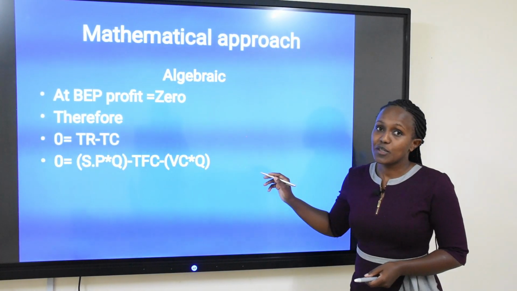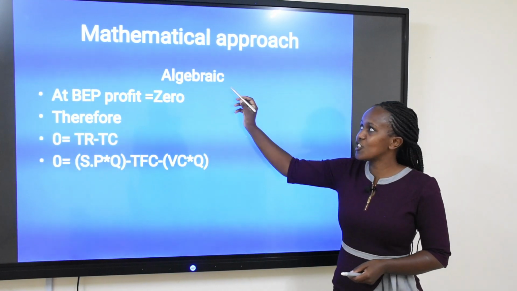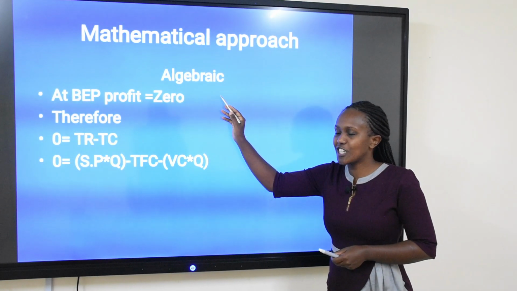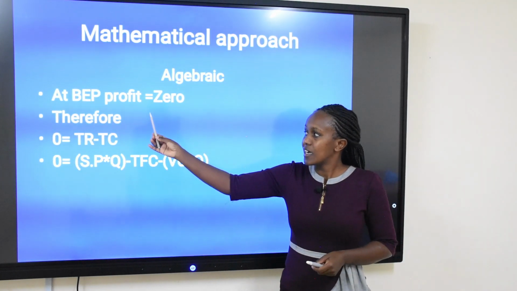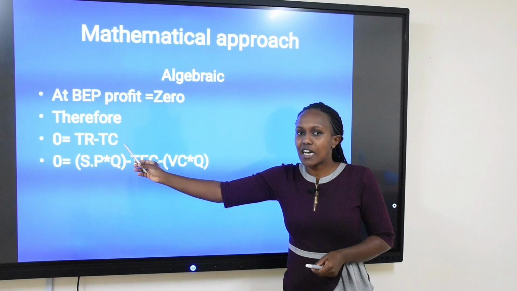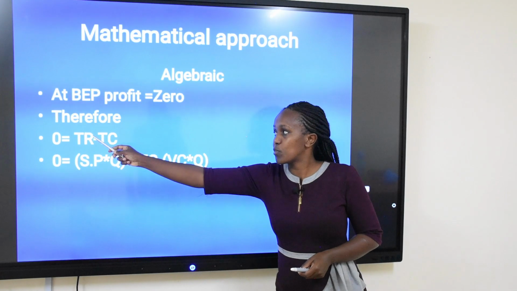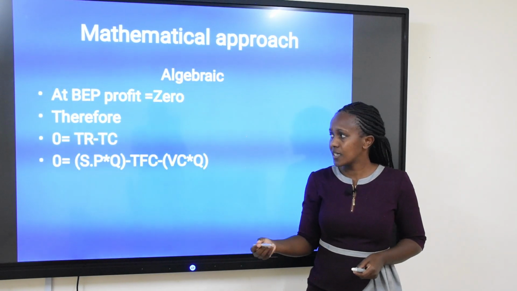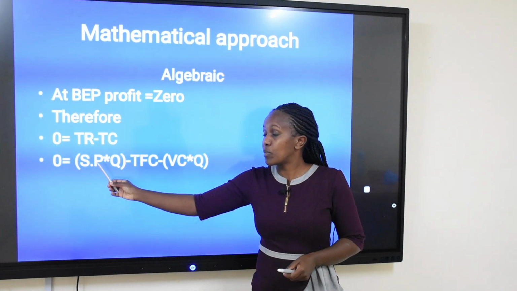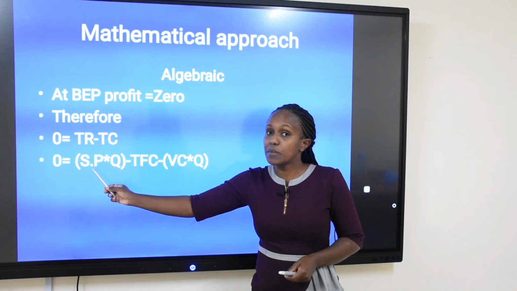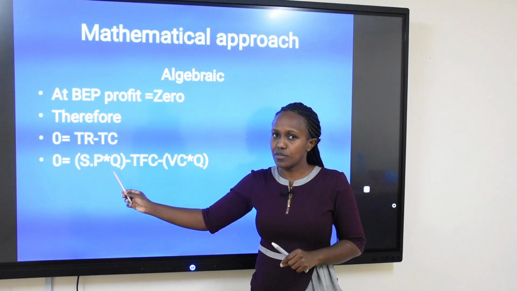The other approach we can use is the mathematical approach. The first mathematical approach we are going to use is the algebraic approach. Not so hard of algebra here. We just are going to equate total revenue to total cost at the break-even point, meaning total revenue is equal to total cost, giving us profit of 0. And this simply means that total revenue is the selling price per unit multiplied by the number of units. That gives you total revenue.